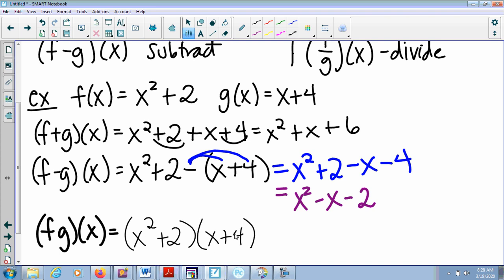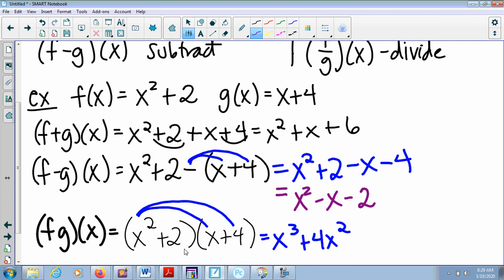So x squared plus 2 times x plus 4. Okay, so we'll start with our x squared and we're going to multiply it times x. That gives us x to the third. X squared times 4 will be 4x squared.